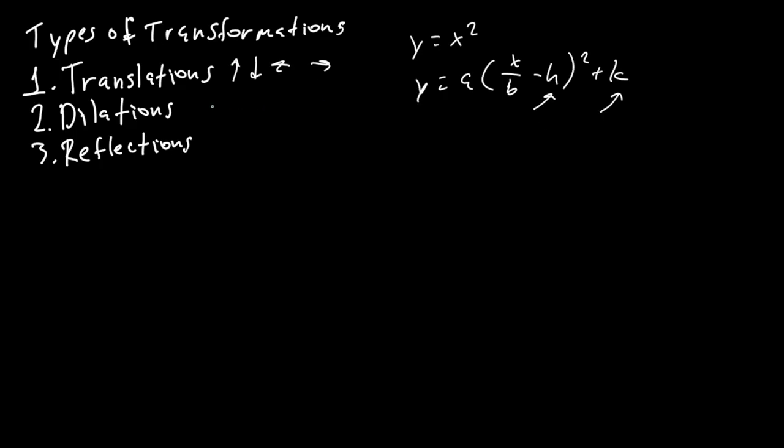Dilations are when the graph does change shape. They are no longer rigid transformations, and they're due to a and b, and they change how wide or skinny the graph is. So if this is the parent function, x squared, you can make it skinnier or you can make it wider, and that's what dilations are.